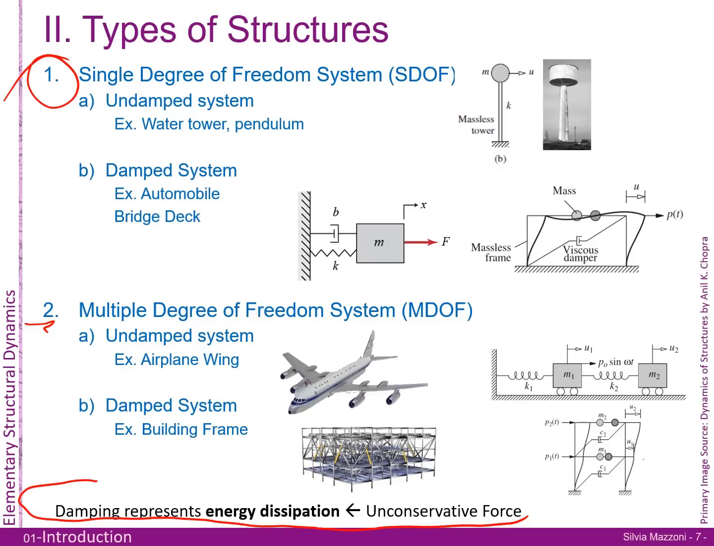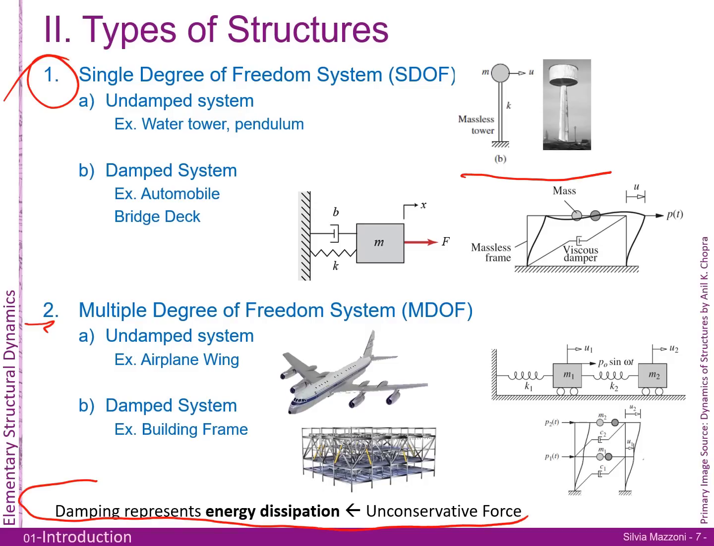The best example of that is a pendulum, which is just a ball at the bottom of a rope. Or if you turn it over, it's a water tower. It's really cool to see water towers and how they look like our representation of single degree of freedom systems, which is right here.